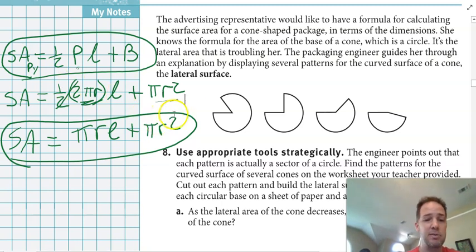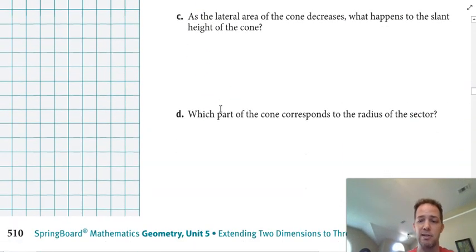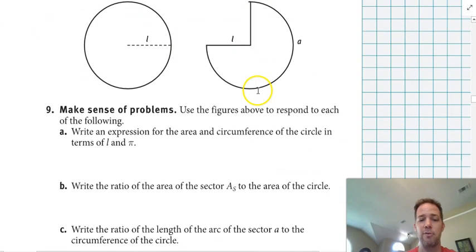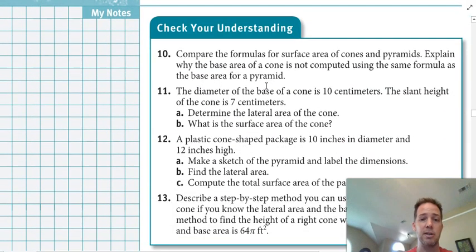So let's jump down to some questions where we actually need to solve these. The book works through a lot of showing where this formula comes from. We don't need to do that. We just need to practice using it. So let's jump down to the check your understanding. Compare the formula as well. We actually just did number 10 for surface area of a pyramid and a cone. We already did that. All right, number 11.